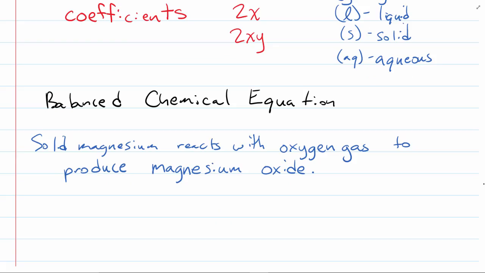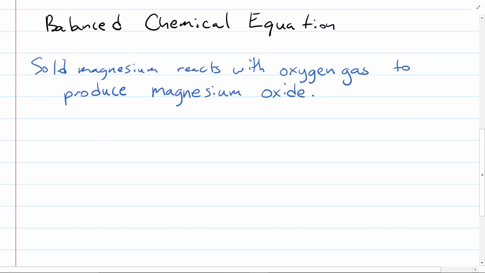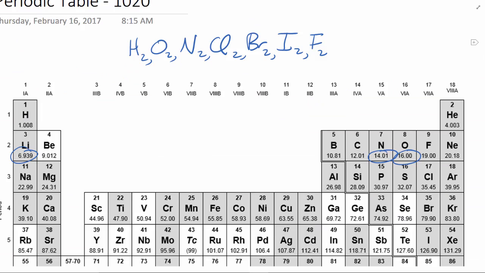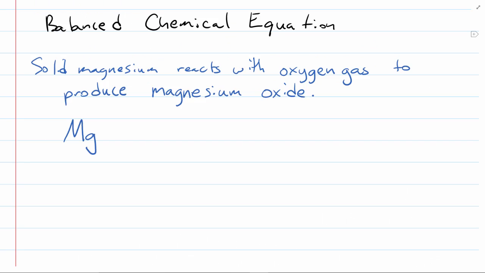So now, if we want to write out a chemical equation for this, we start off with the magnesium. The formula for magnesium is going to be Mg. And should we put a 2 after it? No. And why should we not? It's not one of the diatomic elements. Remember, these are your diatomic elements. Magnesium is not one of those. And the phase label would be solid.